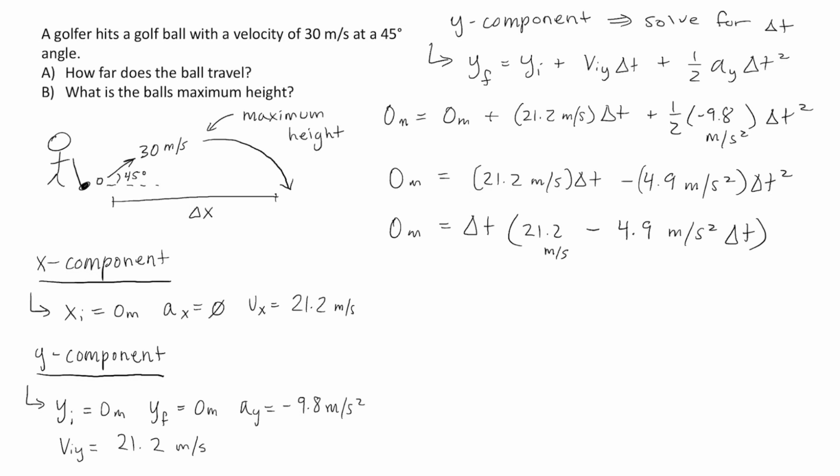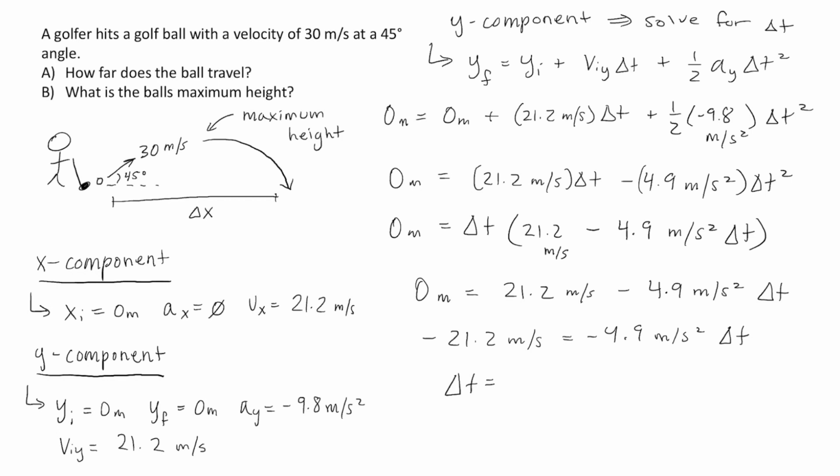Now I hope you can see that in order for this equation to equal 0 meters, there's two possible solutions. Either delta t is equal to 0 or 21.2 meters per second minus 4.9 meters per second squared times delta t is equal to 0. And since we know some time passed, we know delta t can't equal 0. And so all we have to do is write 0 meters is equal to 21.2 meters per second minus 4.9 meters per second squared times delta t. And from there, all we have to do is rearrange for delta t. And what we find is that delta t is equal to 4.3 seconds.